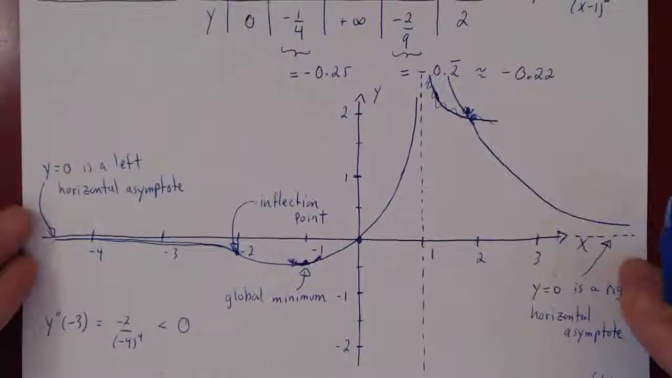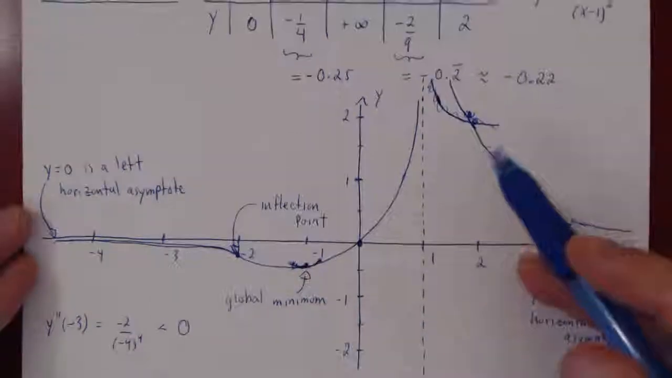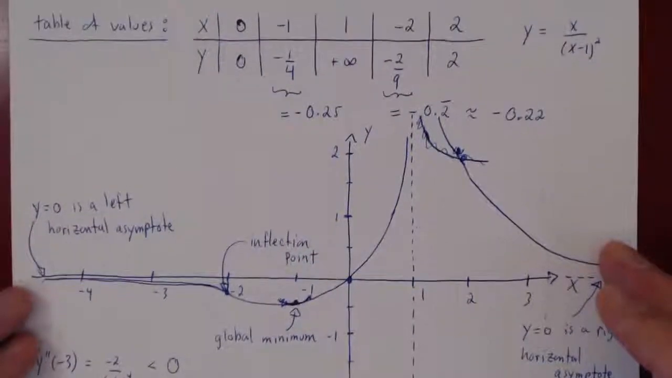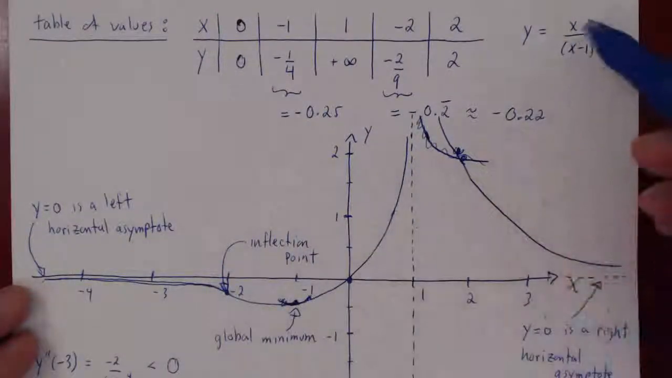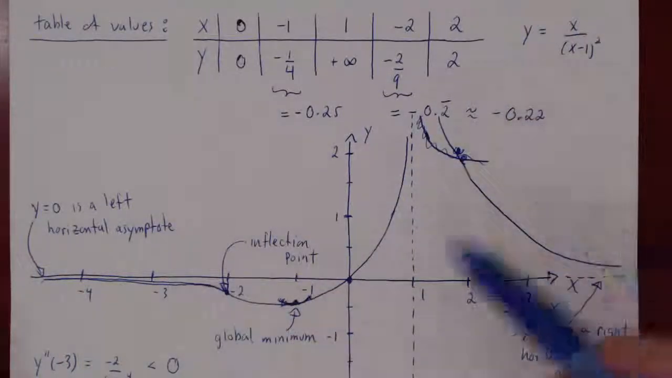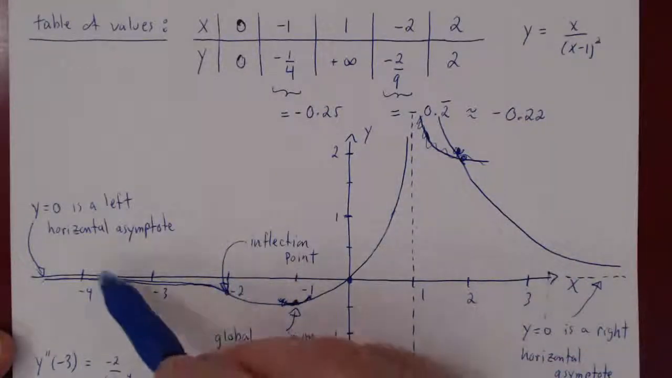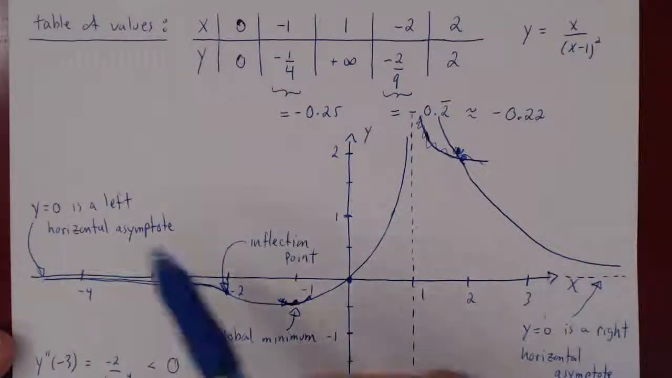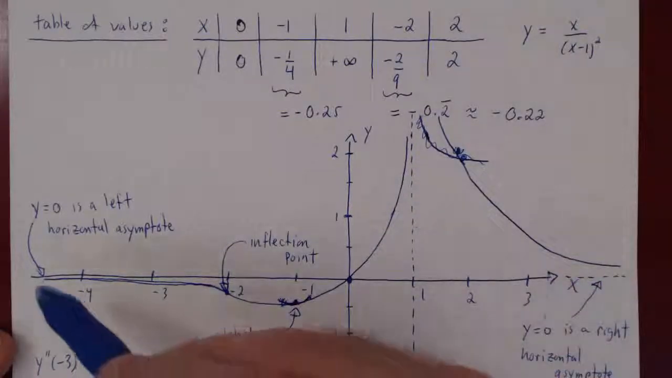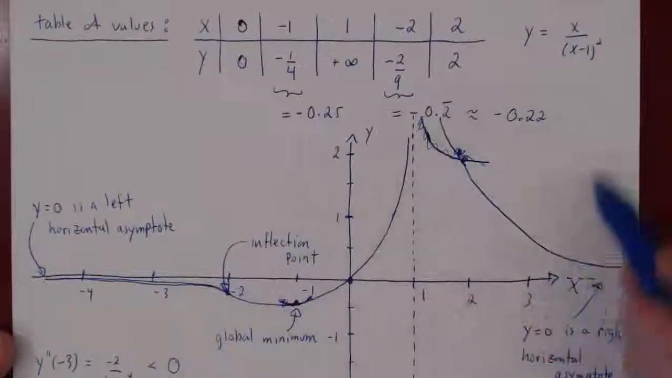And so we now have an accurate sketch, omitting my screw up here and here, of the function x over (x minus 1) squared. And again, this is really non-trivial, because I don't think you could have guessed that the graph of x over (x minus 1) squared would look like this, with a global minimum at -1, an inflection point at -2, two horizontal asymptotes being y equals 0 on both sides, a vertical asymptote at x equals 1. So if you smooth this out, you have a really accurate sketch of this function.